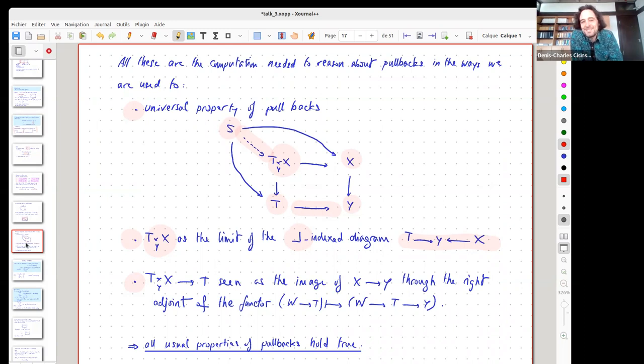But I'm a bit confused. Of course, we know what a homotopy pullback is in a tribe. So.